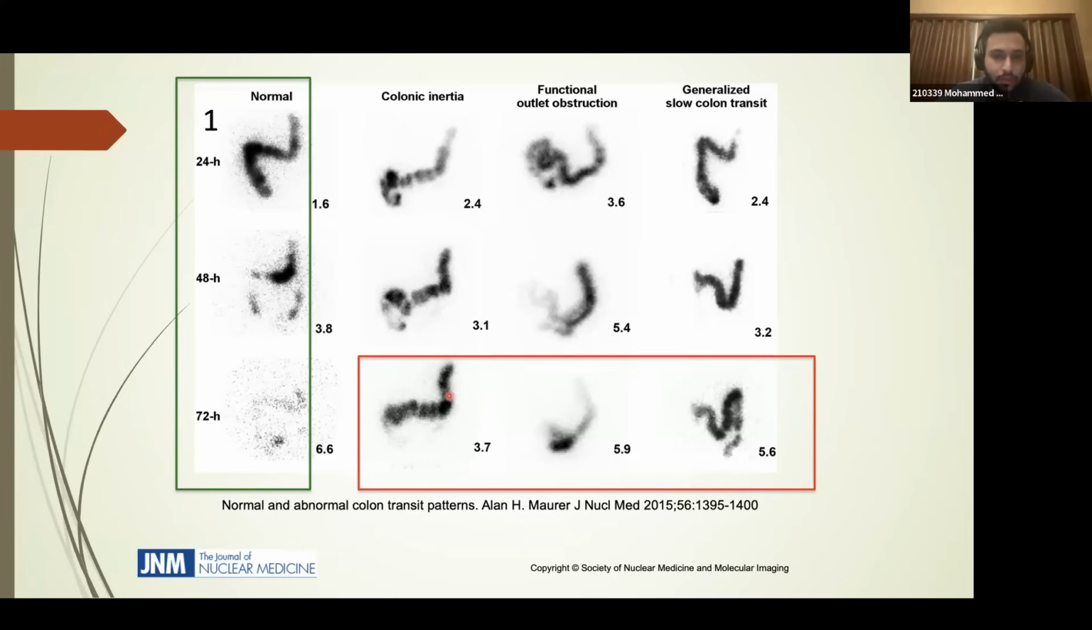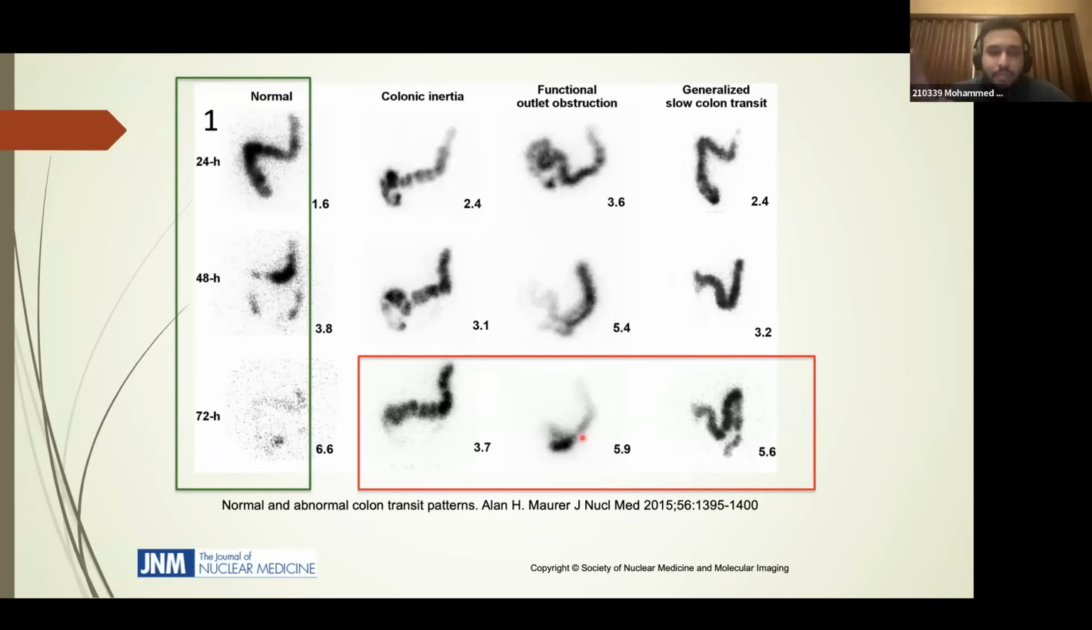And it's not obstruction. Functional outlet obstruction is usually going to be somewhere in the rectum or anal canal. That's why in the functional outlet obstruction, this is the ascending colon, transverse over here. It goes past the transverse, normal. Everything is normal so far. Down the descending colon, everything is stuck at the rectum because there's a functional outlet obstruction, something at the anus or at the distal part of the rectum. Something is obstructing that.